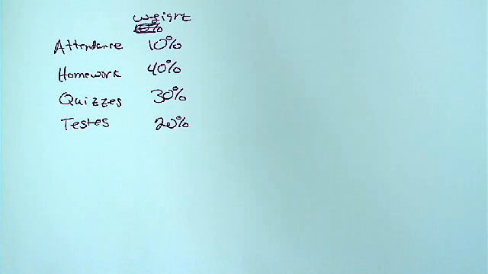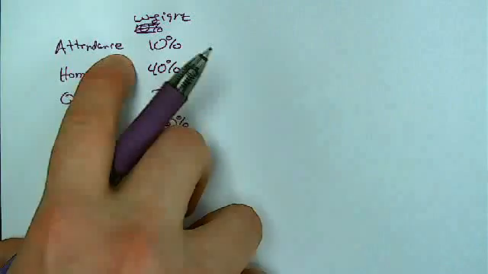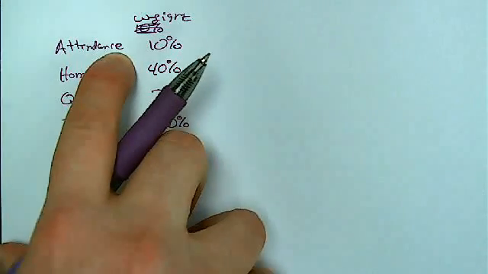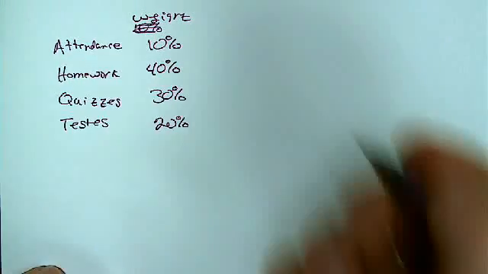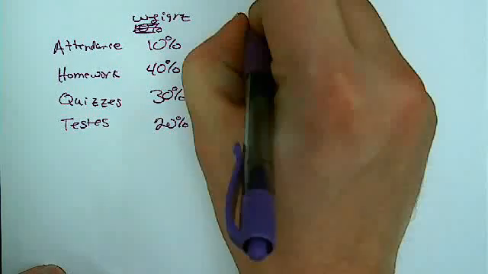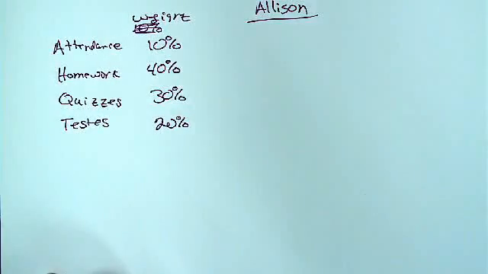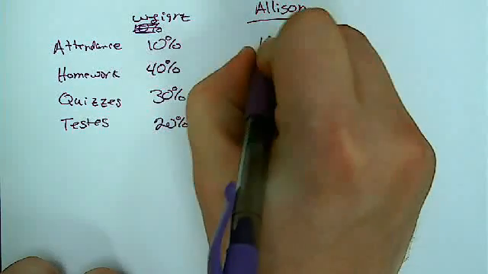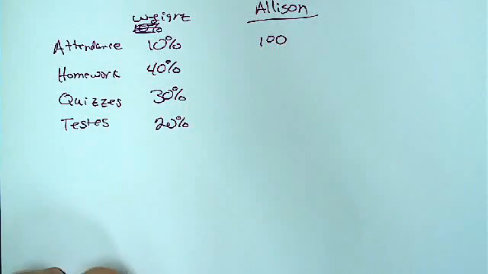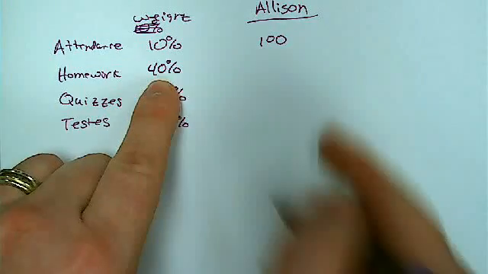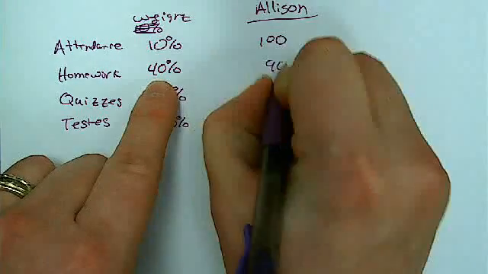So here's a completely new and fictitious class. This one, in our example, is graded on attendance, which we don't do here. So let's take a fictitious student here. We'll say Allison is in this class. She goes to class every day, so she has 100 points in attendance.